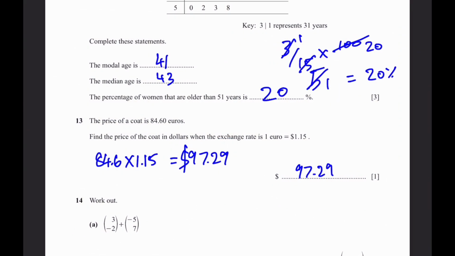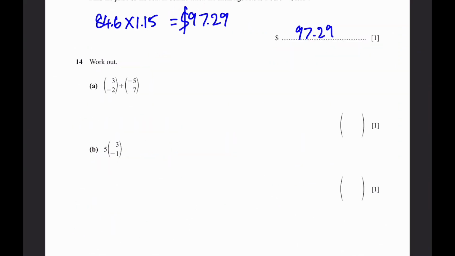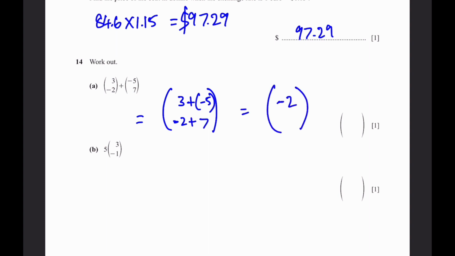Alright, question 14. 3 minus 2 plus -5, 7. So let's add each of the components separately. It's equal to 3 plus -5, and then at the bottom is -2 plus 7. And 3 plus -5 is equal to -2. -2 plus 7 equals 5. So that's the answer.